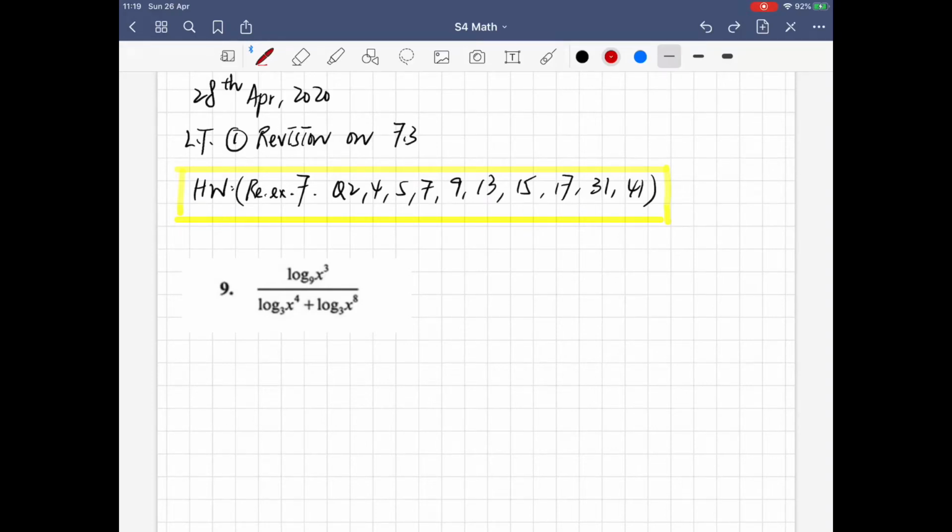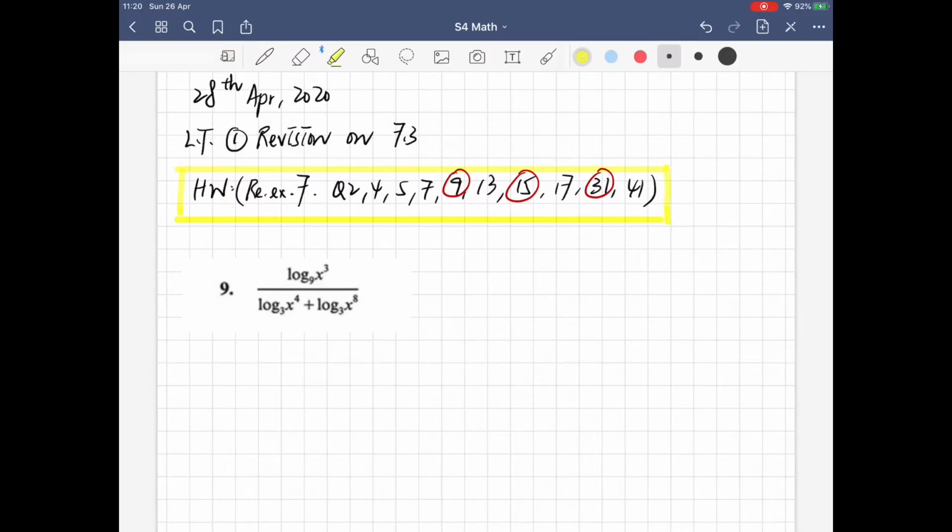Hi everyone, in today's lesson I will give you a quick revision on section 7.3 before the section quiz. And for the yellow box, these are the exercises that you can do before the section quiz. And in this video, I will talk about 3 questions, and they are question 9, question 15, and question 31.